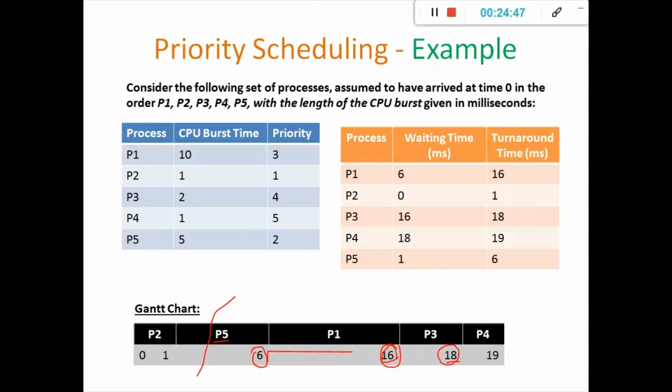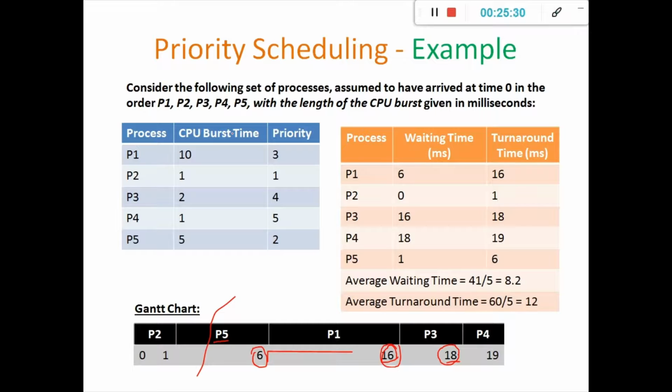So the average waiting time is 6 plus 16 is 22, 22 plus 18 is 40, plus 1 is 41. So 41 by 5 is 8.2 milliseconds. Similarly the total turnaround time: 16 plus 1 is 17, plus 18 is 35, plus 19 is 54, plus 6 is 60. So 60 by 5 is 12 milliseconds. So this is how we have to schedule the processes if the processes have been assigned a priority.